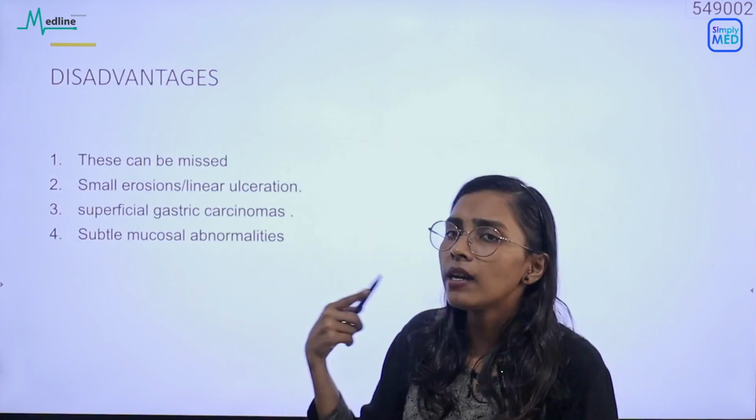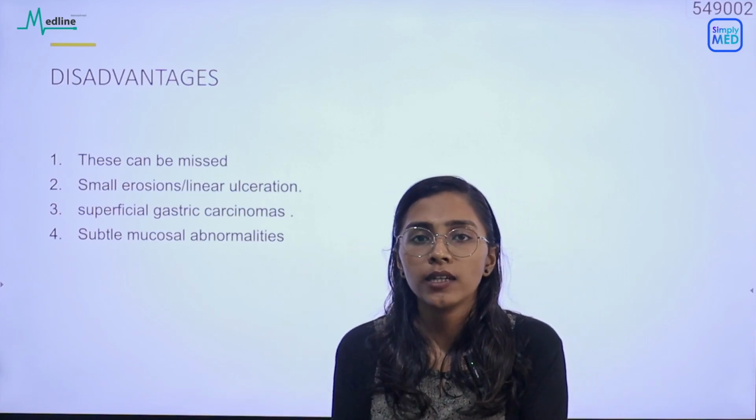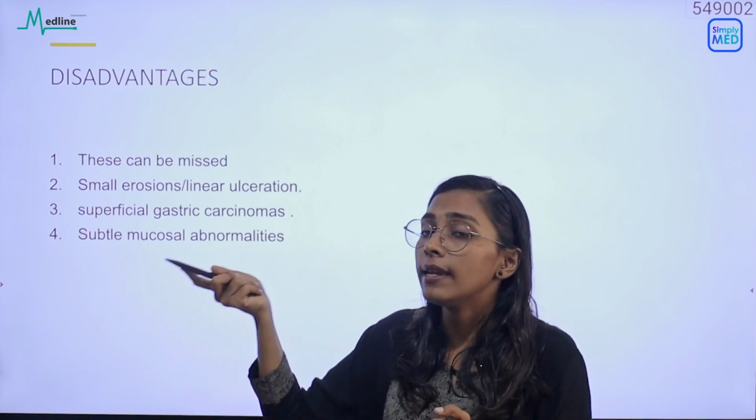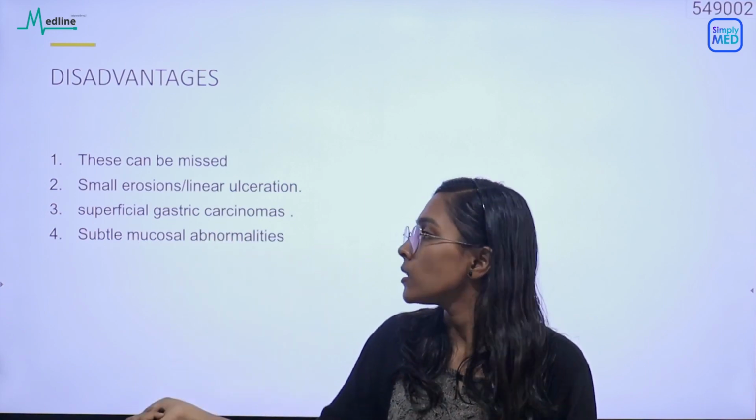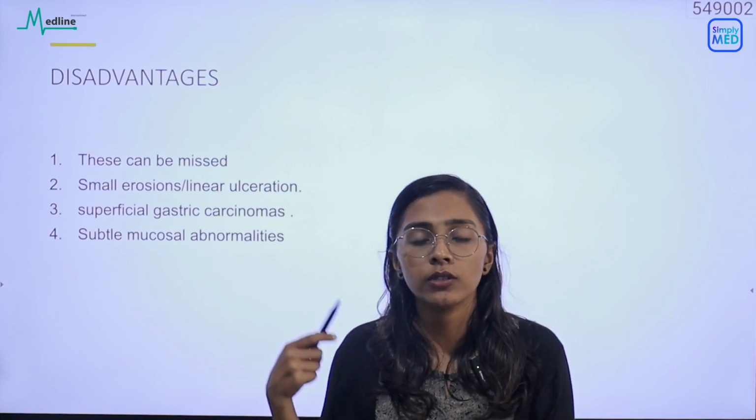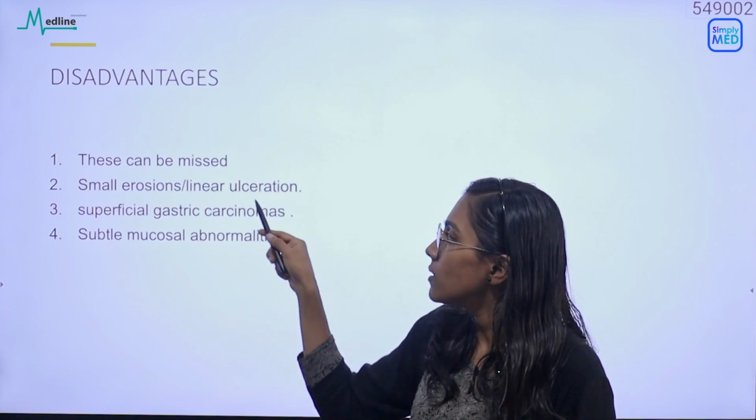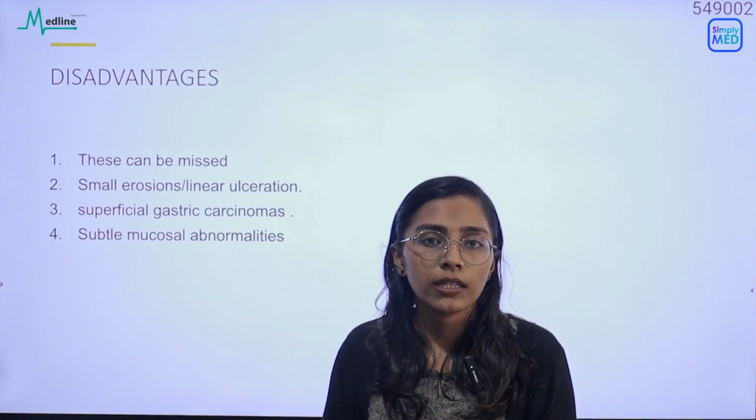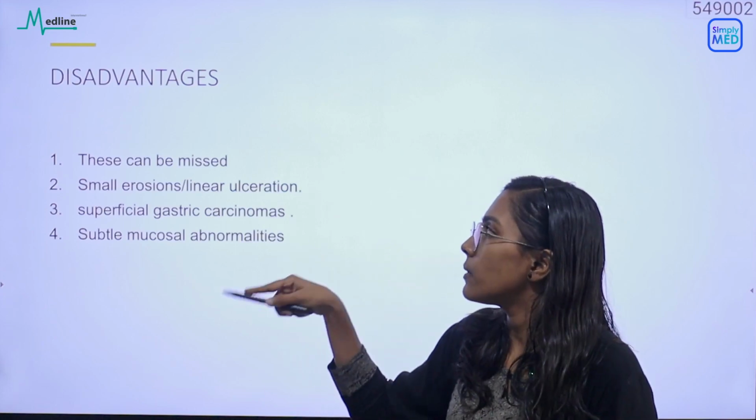Now there are some disadvantages also. So the disadvantages are that some points can be missed, like small erosions, small linear ulcerations, and superficial gastric carcinomas, and there can be some subtle mucosal abnormalities which are also missed. So since these structures or indications are missed, these are the disadvantages of this single contrast barium meal. Okay, so remember this also.